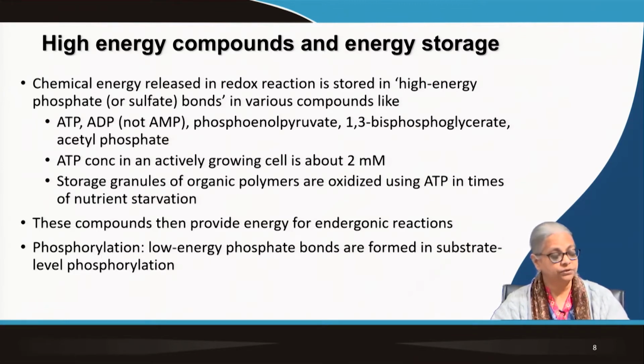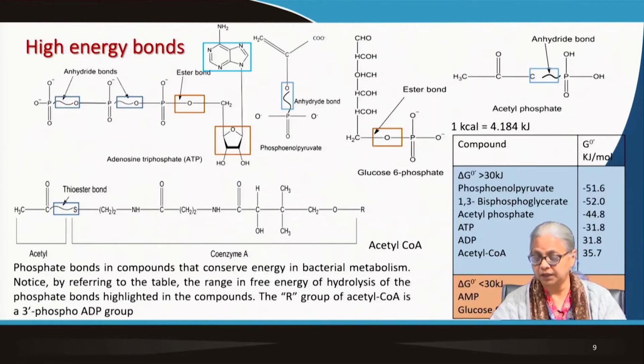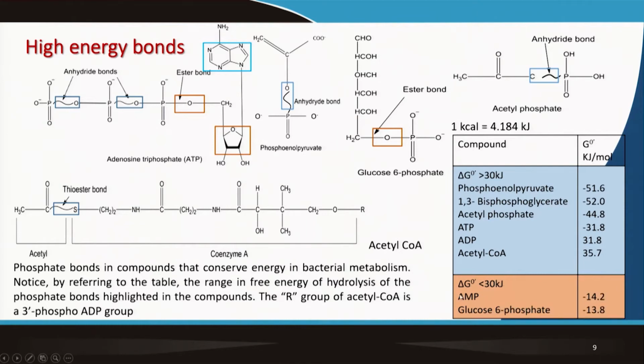So low energy phosphate bonds are formed in what is called substrate level phosphorylation. So you have glucose 6 phosphate. I think I have some examples. Yes. So in this slide, you can see the low energy bonds. They have delta G0 values less than 30 kilojoules. So AMP, adenosine monophosphate, and glucose 6 phosphate are low energy bonds. The high energy bonds are all shown over here. These are anhydride bonds. So you have ATP, phosphoenol pyruvate, acetyl phosphate, and acetyl-CoA. So we will be looking at all of these compounds when we try to understand how energy is generated by the bacteria or other organisms in various redox reactions.